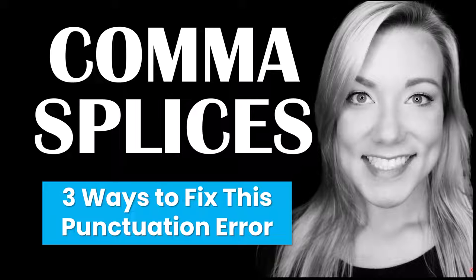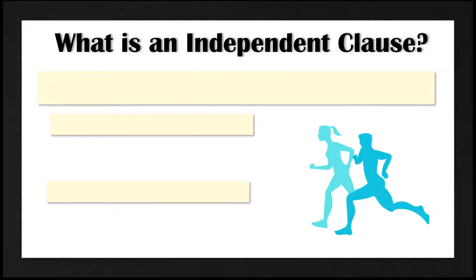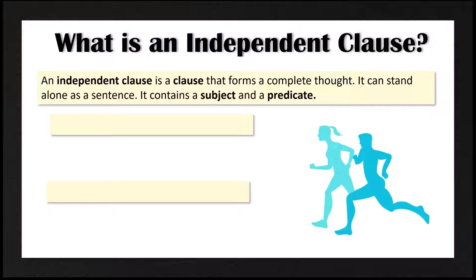My name is Jennifer, and today we have a lesson on comma splices and how to fix them. So before we talk about comma splices, it's very important to learn what an independent clause is. And if you don't know, an independent clause is a clause that forms a complete thought. It can stand alone as a sentence. It contains a subject and a predicate.